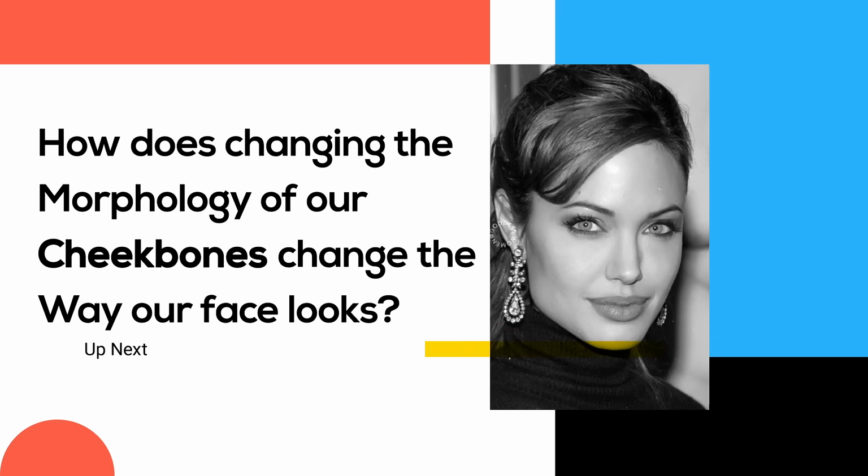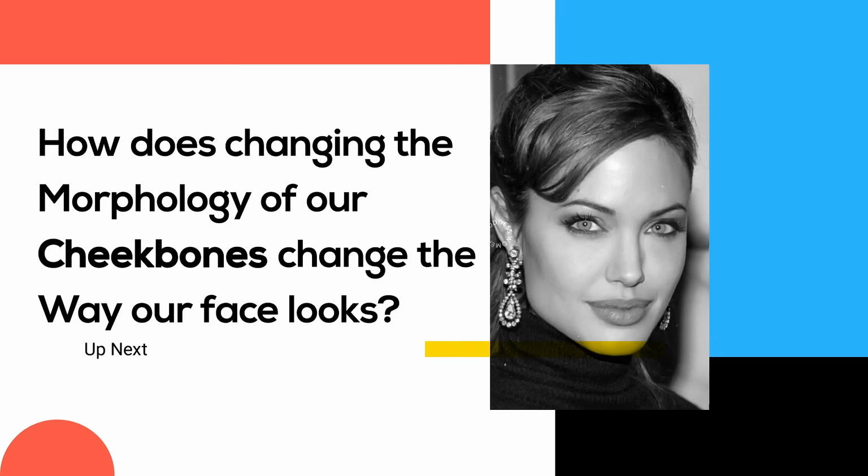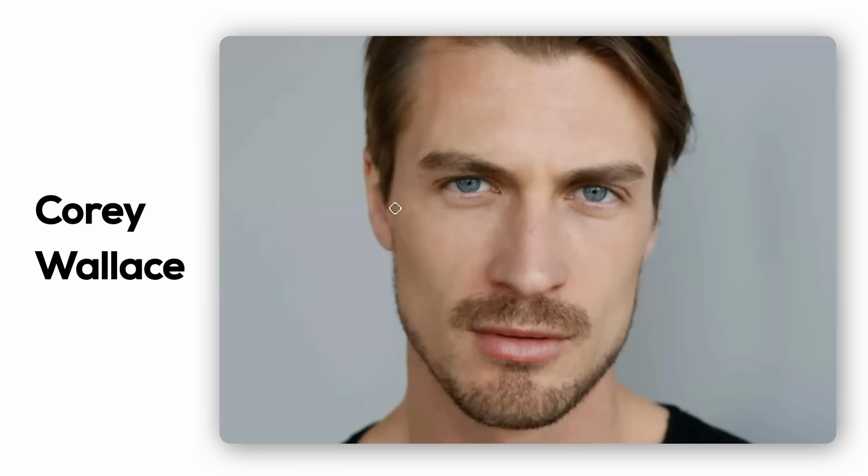The second question we would probably ask is, how does changing the shape of our cheekbones change the way our face looks? Now, first off, we have model Corey Wallace, and we can see the widest part of his face, his zygion, if you remember, is very high set right near the eyes. There is a lot of distance between that point and the lowest part of his jaw at the gonion, which is again the widest part of the jaw.